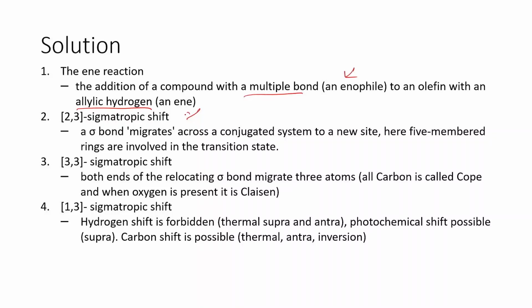The second one is a 2,3 sigmatropic shift. So here a sigma bond migrates across a conjugated system to a new place. Here 5-membered rings are involved in the transition state. So that's the reason when we say 2,3, a total of 5 atoms are involved in that reaction. So that is the reason we call this a 2,3 sigmatropic shift, and the main thing is a 5-membered transition state. And when we go to the next option, that is a 3,3 sigmatropic shift.